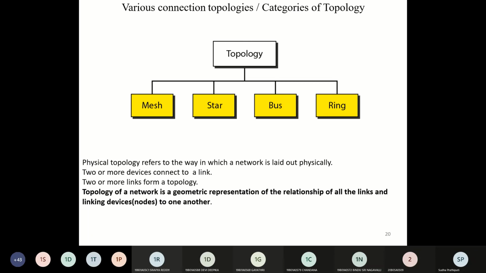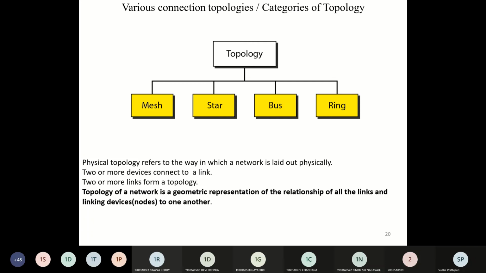There are different topologies available. The topologies vary for wired networks and wireless connections. For wireless we'll discuss later, but now we are discussing the wired connections. The first one is the mesh topology, the second one is star topology, the third one is bus topology, and the fourth one is the ring topology. These are in your syllabus, and we'll be discussing these four. Other than this, you also have the hybrid topology, which is nothing but a combination of two or more topologies together.